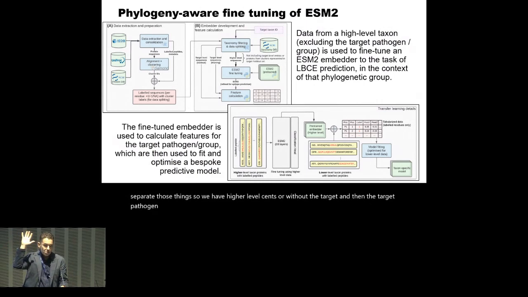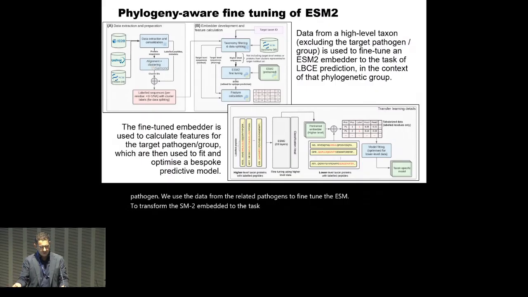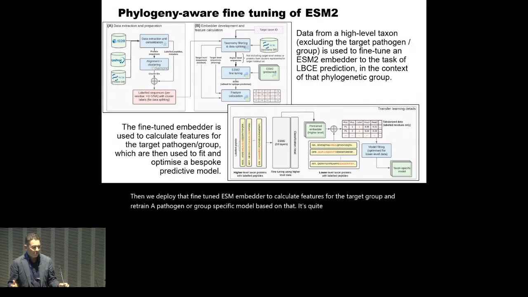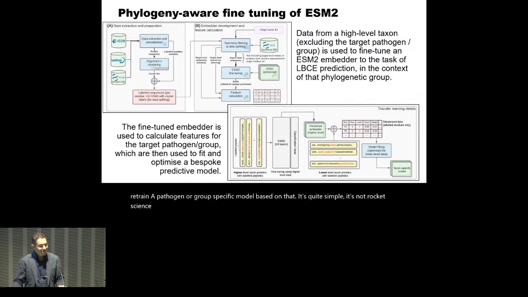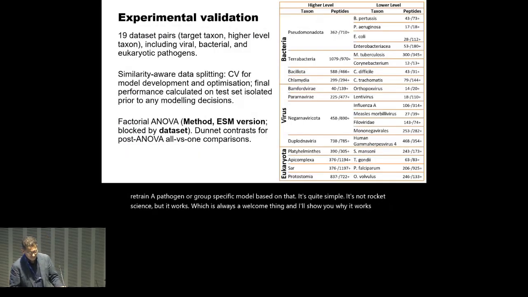We use the data from the related pathogens to fine-tune the ESM2 transformer, the ESM2 embedder, to the task of epitope prediction, linear B-cell epitope prediction, but with a bias towards that particular taxonomic group. Then we deploy that fine-tuned ESM embedder to calculate features for the target group, and we train a pathogen or group-specific model based on that. It's quite simple. It's not rocket science, but it works, which is always a welcome thing. And I'll show you why it works, or not why, but how.